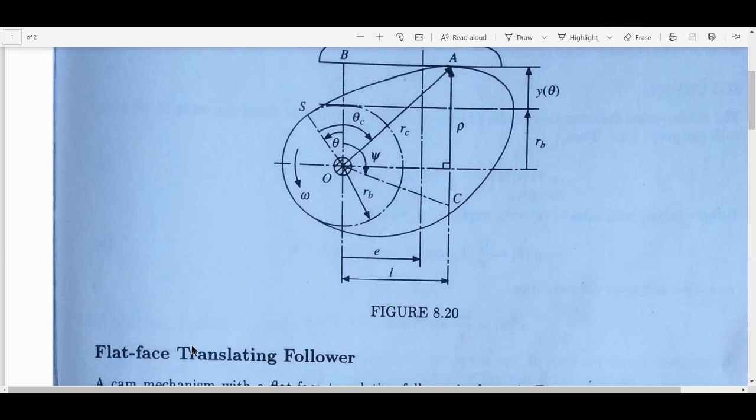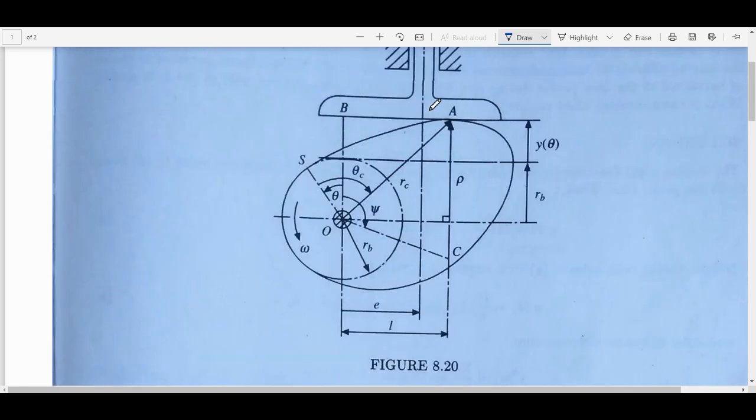So now what we are going to do is analytically find the profiles of cams. The graphical methods in the book we are not covering, so don't submit that on assignments and homework. First we will do the flat face translating follower. This is the translating follower.